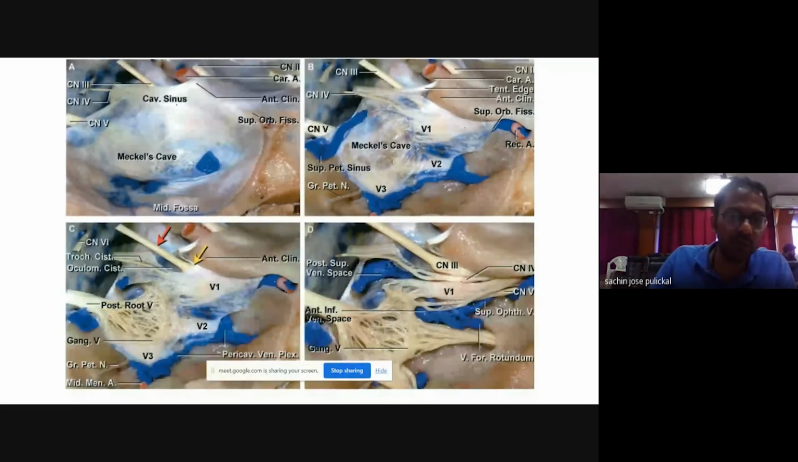So this is another view of a cavernous sinus from the lateral wall. This is the middle cranial fossa where usually a temporal lobe sits. This is the tentorial edge, which we usually see at the end of your temporal lobectomies. This is the temporal polar region.